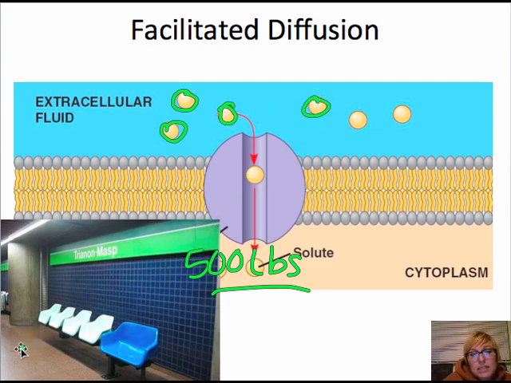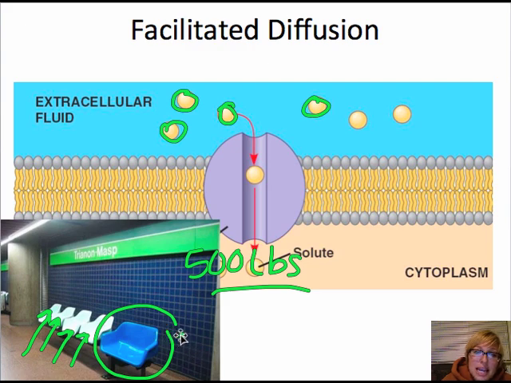So what happens is, let's say we're at a subway station and we have about 30 minutes till our next train comes. Well, the normal seats are a little too teeny for us. We can't quite squeeze through. Luckily, we have these large seats that allow us to fit right in. It's a lot like a channel protein. They are large enough for these large macromolecules to move in.